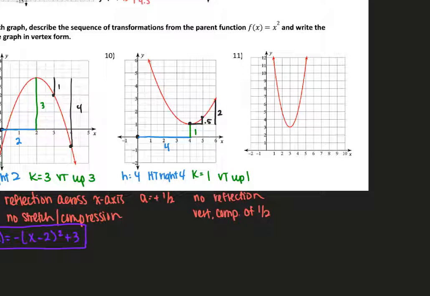Okay, so now that we have our values of a, h, and k, now we can write our equation. So f of x equals 1/2 (x minus 4) squared plus 1.